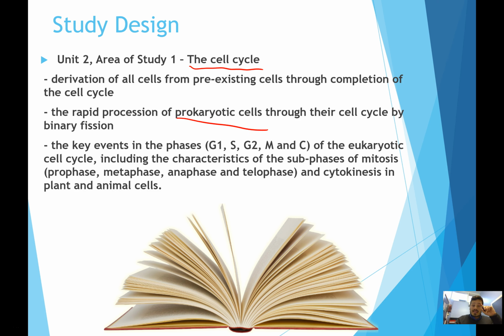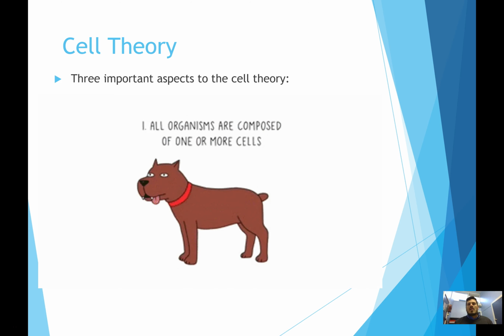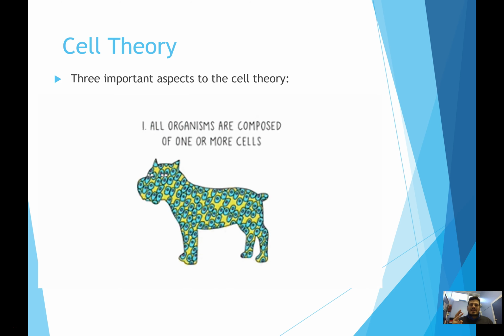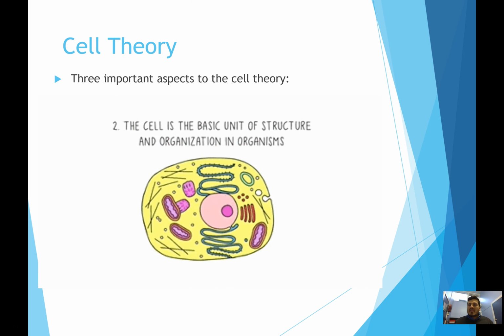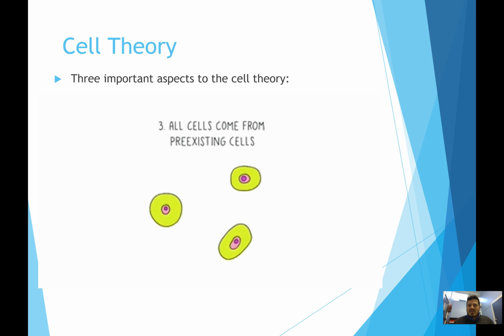Prokaryotic cells are really simple. It's just a process that we call binary fission. Eukaryotic cells are a lot more complicated, and we have phases of interphase, phases of mitosis, and something called cytokinesis, which comes in between. There are 3 different aspects that are important in terms of the cell theory, and here are the 3.